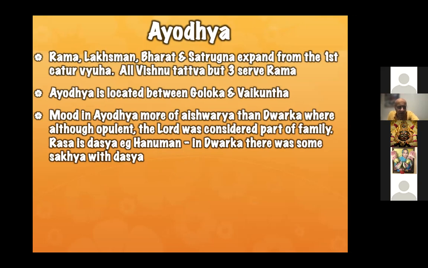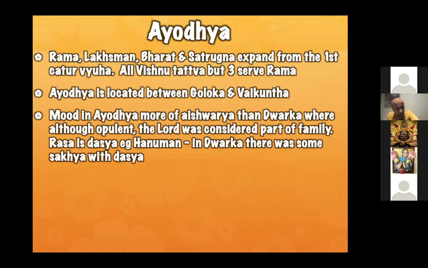And in Dwarka, there was some Sakya mixed with Dasya Ras. Sakya is friendship. For example, we can perhaps look to Akrur and Krishna's relationship, where there was some element of friendship, although Akrur was older, and Krishna actually respected Akrur as an uncle. Maybe that's not such a good example. Uddhav would be another example. Uddhav's mood was that of friendship with Krishna. He was his cousin. Krishna would value Uddhav's opinion. Whenever Krishna made a decision, he would consult with Uddhav. This was how the Lord valued his friend. And Uddhav loved Krishna very, very much, and vice versa. But the friendship was also tinged with dasya, because Uddhav understood the position of the Supreme Lord. So it wasn't just friendship, but it was the mood of, you are my Lord as well.